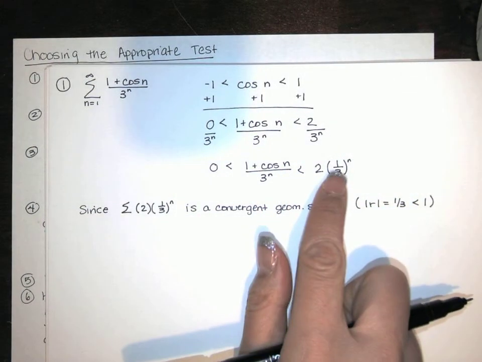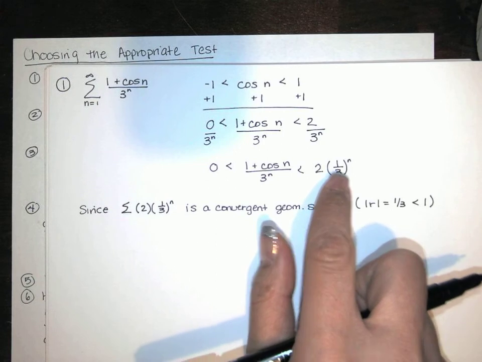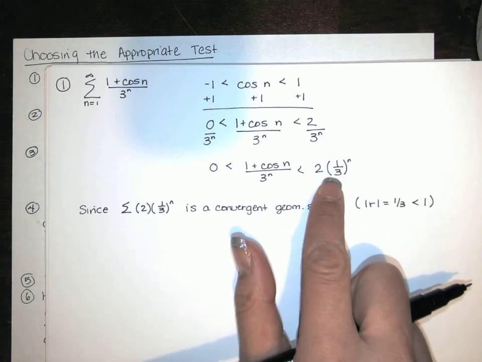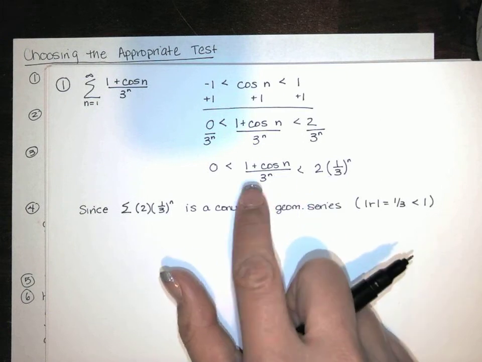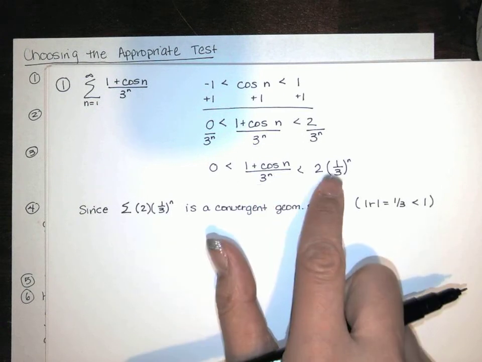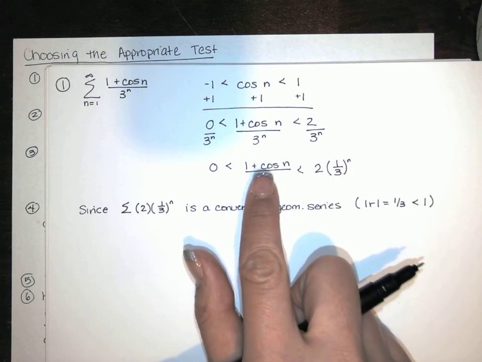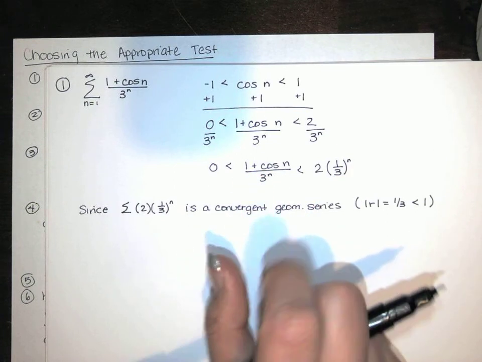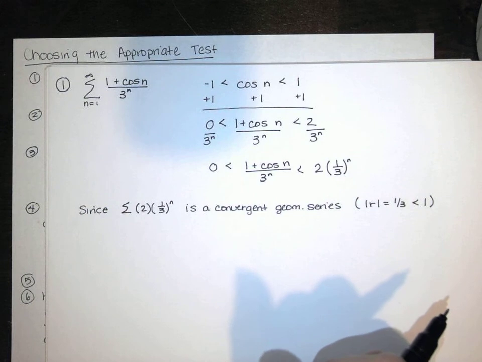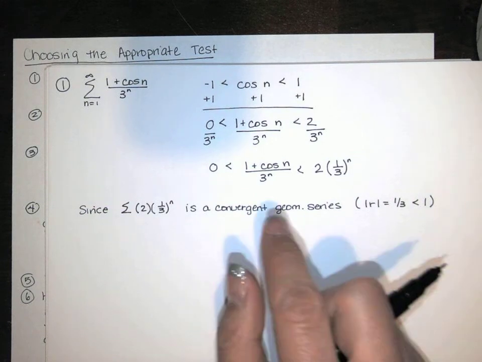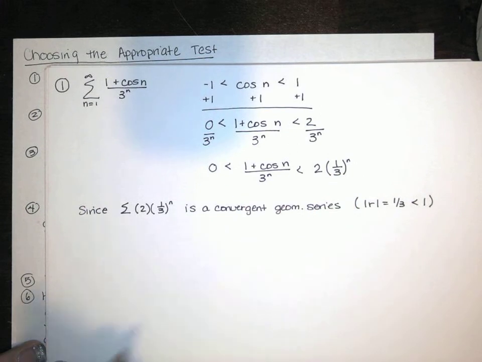Since this is a convergent geometric series, or these are the terms of a convergent geometric series, I add all of these together and I get some finite number. I can actually figure out what that number is. But if these are smaller, if I add all of these together and I got 20, and these are smaller, I should be able to add all of these together and get something that's less than or equal to 20. So the direct comparison test is appropriate here, and we'll say since this one converges, this one converges.